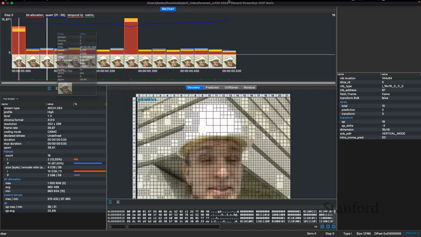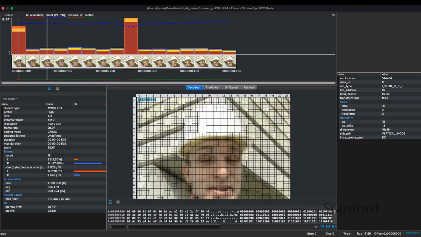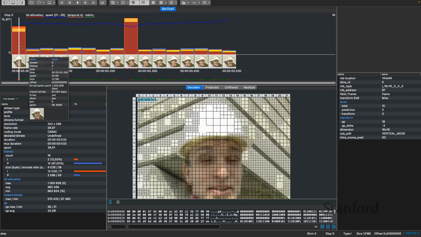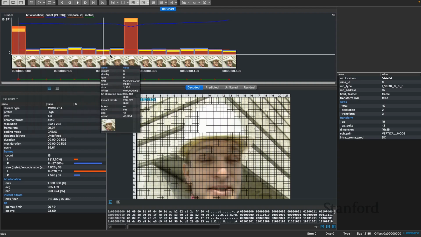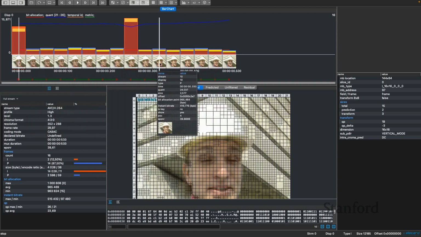Yeah, so this is a software which is looking at the encoded file and trying to display all the encoded information in a much different way, right? All right, so here what it's showing is the number of bits used per frame. So this bar chart tells the number of bits used per frame, for every frame here.